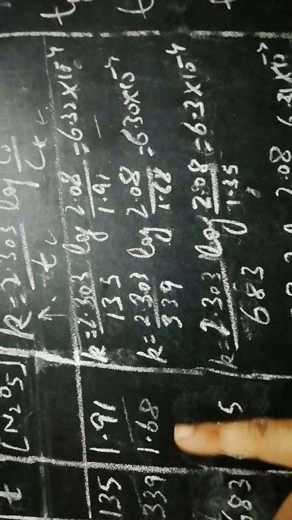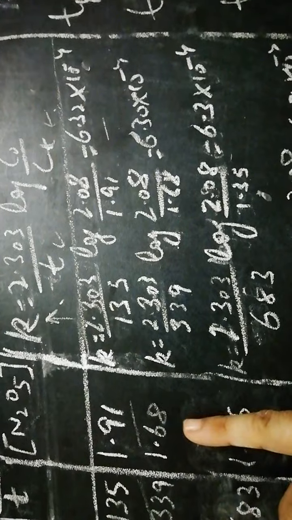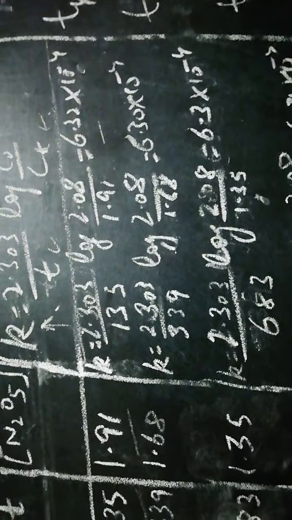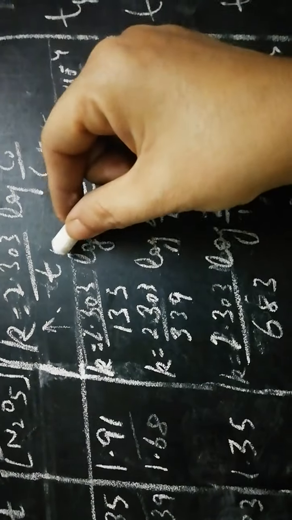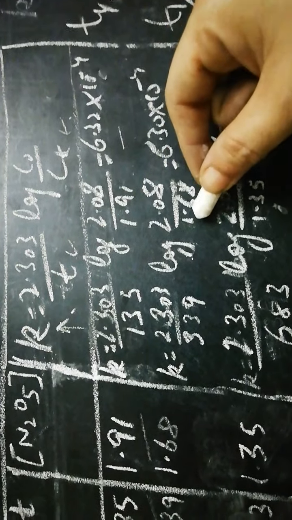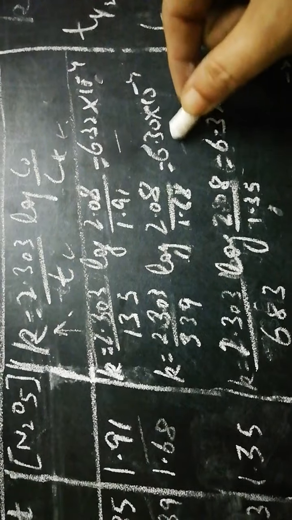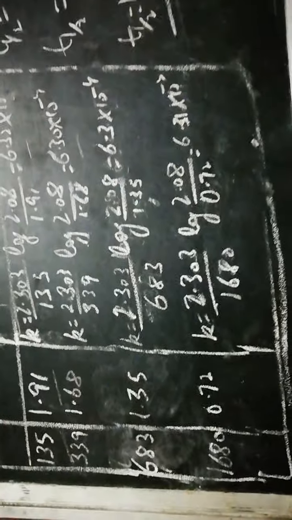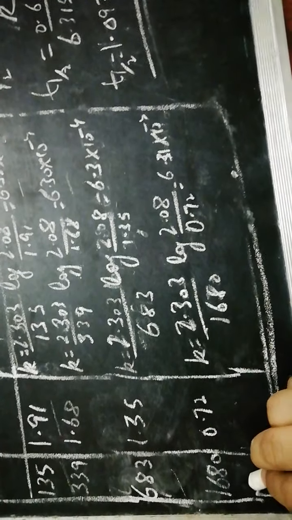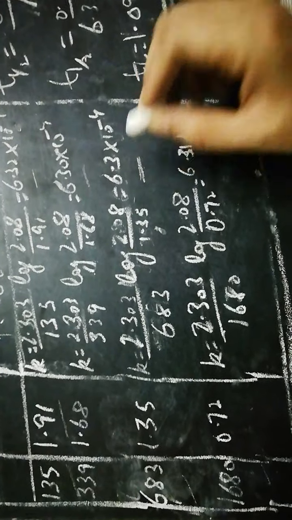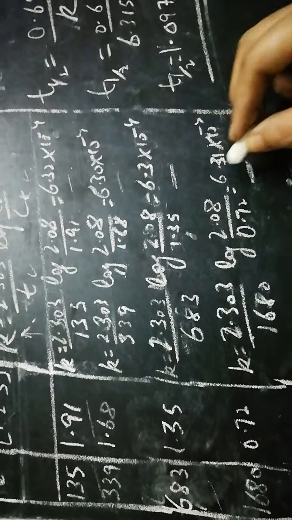Likewise, at 339 seconds, the concentration of N2O5 is 1.68. So we will find the value of K. K is equal to 2.303 upon 339, where 339 is the time, log of the initial concentration, which will remain the same, 2.08 over 1.68. We can see the value of K comes out to be 6.30 into 10 to power minus 4. Likewise, we will find the value of K at 683 and 1680 seconds, which are given in the numerical. You can observe that the value of K comes out to be constant. The value of K in all the cases comes out to be constant.